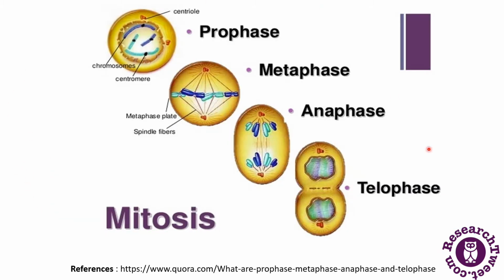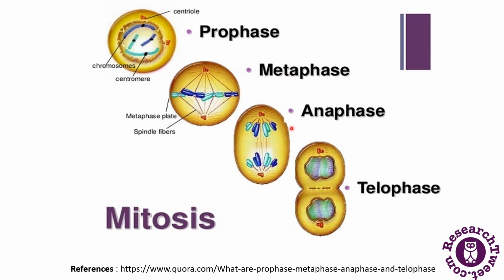This is a diagrammatic representation in which all the phases of mitosis are shown. In prophase, there is a centrosome, chromosomes, and a centriole. In the next phase, metaphase, the chromosomes align at the equator of the cell, and this is known as the metaphase plate because they are assembled in one line. There is also the formation of spindle fibers, which starts here. This is a centriole.